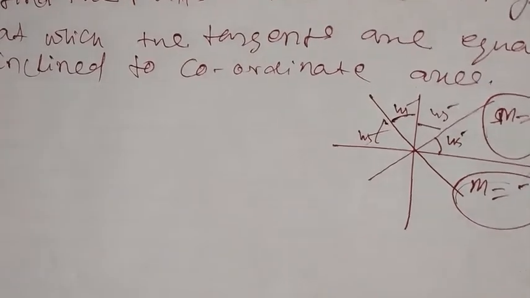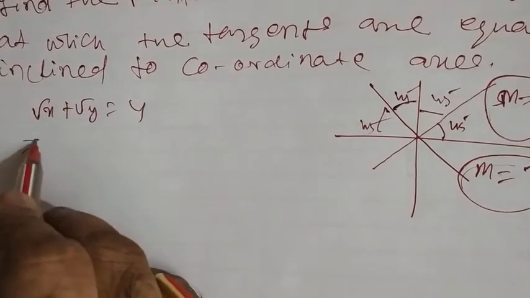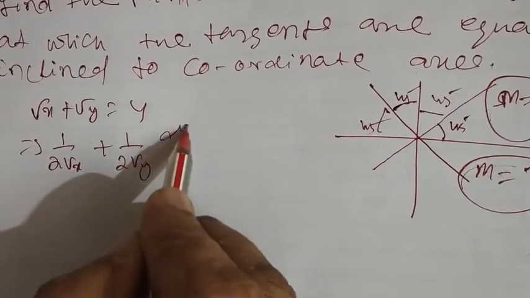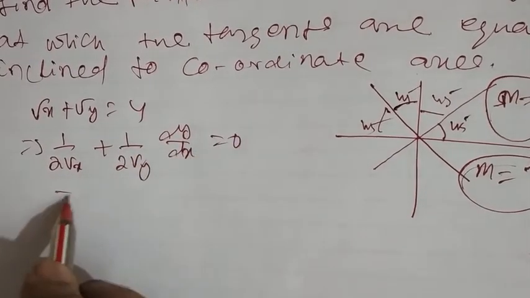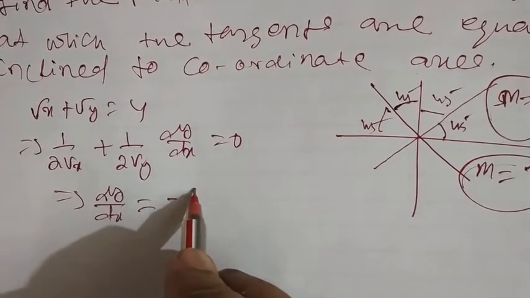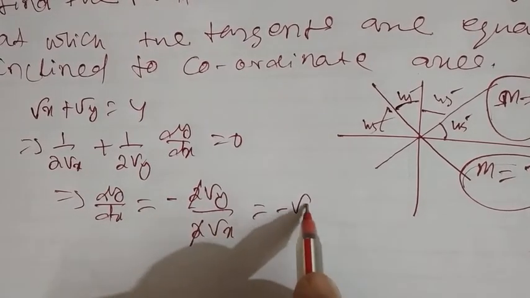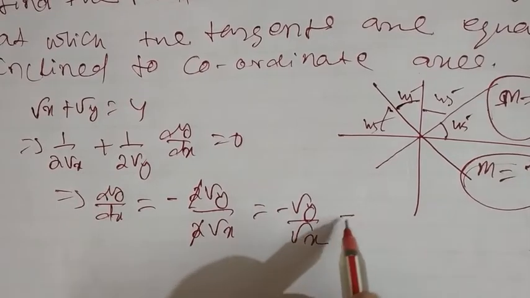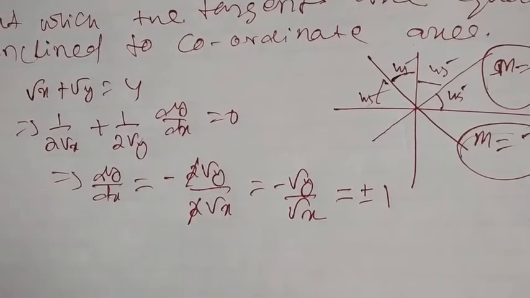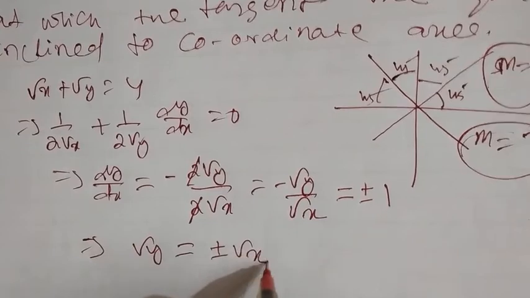So let us find slope of the tangent. Root x plus root y equal to 4. So 1 by 2 root x plus 1 by 2 root y dy by dx is 0. So what is dy by dx? It is minus 2 root y by 2 root x, minus root y by root x. This is plus minus 1. Getting the idea? So I got root y is plus minus root x.